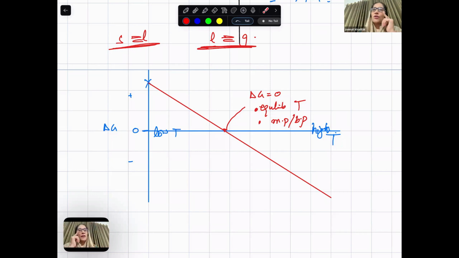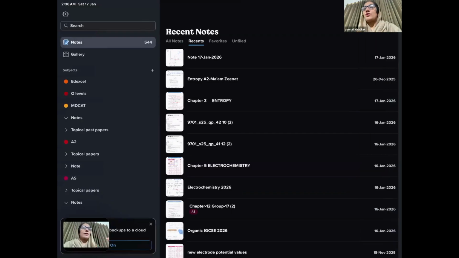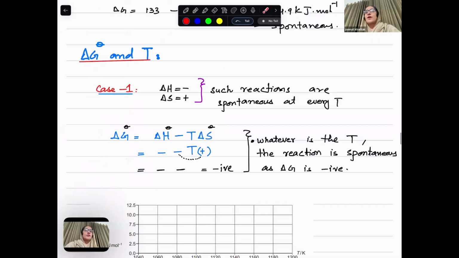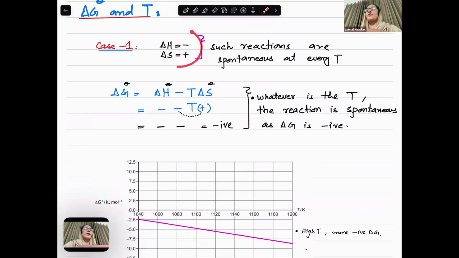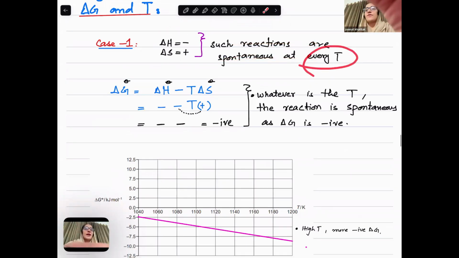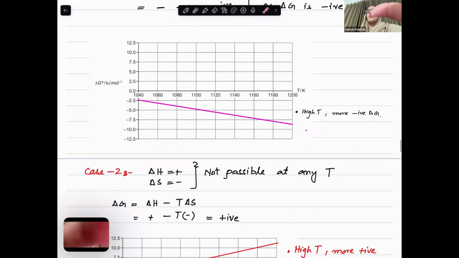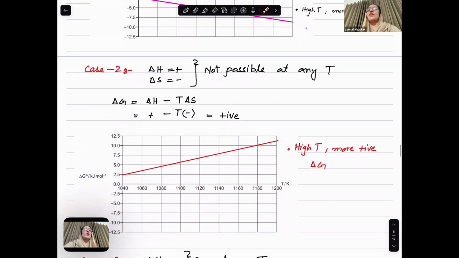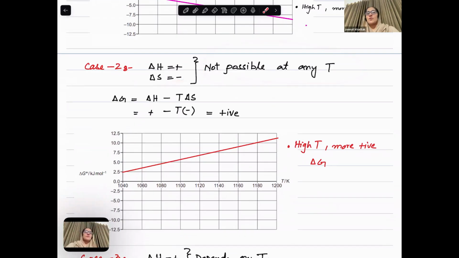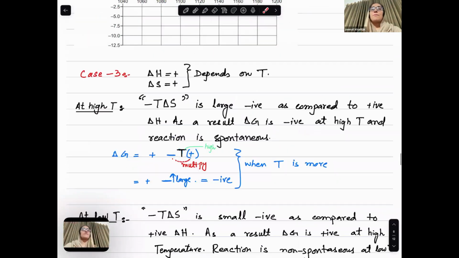Now, I will show the notes at the same time so that you're familiar. Look, case 1: such reactions are spontaneous at every temperature. At low temperature, less negative; at high temperature, more negative. Now, this case is not possible at any temperature. Why? From positive to more positive. Both are positive. So what are you supposed to say?